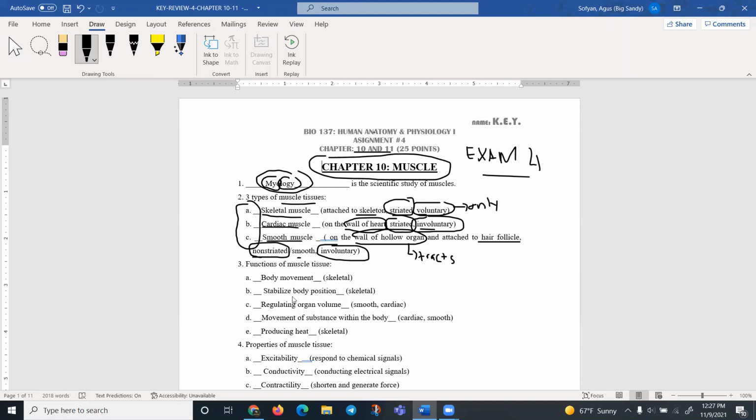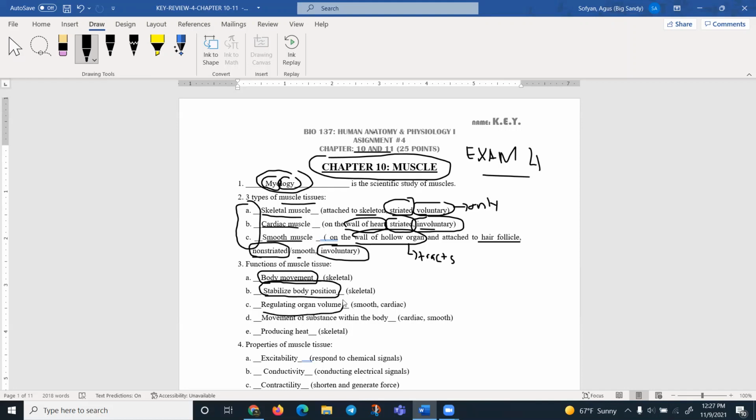Okay. Functions of muscle tissue. These are the several functions of muscle tissue. Skeletal muscle, for example, is used for body movement. So we're able to move because of contraction of our skeletal muscle. Skeletal muscle is also used to stabilize our body position. Being able to stand up, sit down, etc. is due to the skeletal muscle.